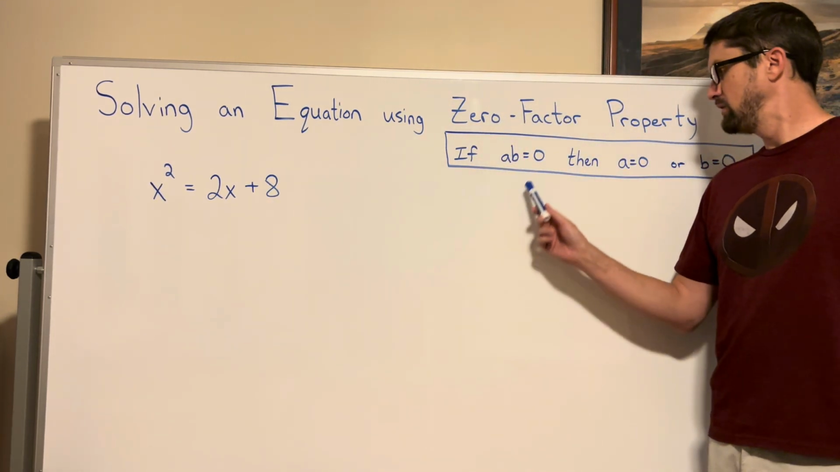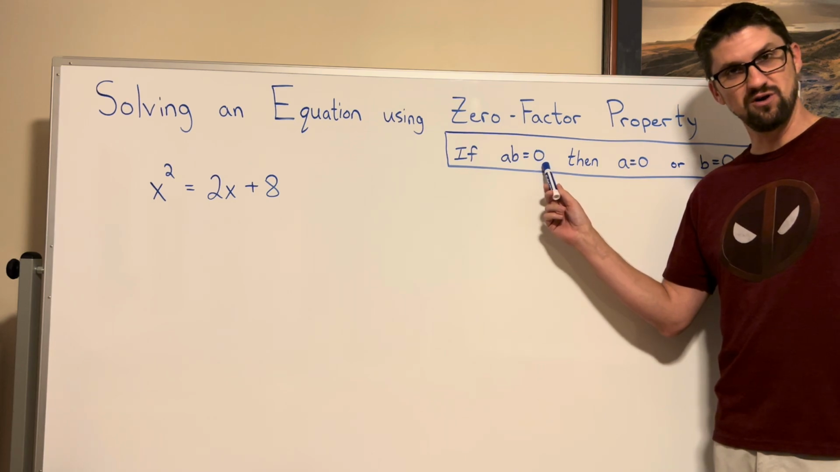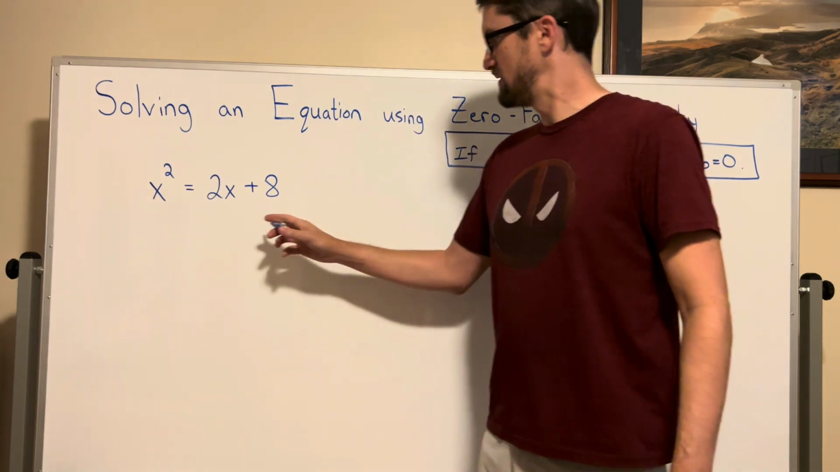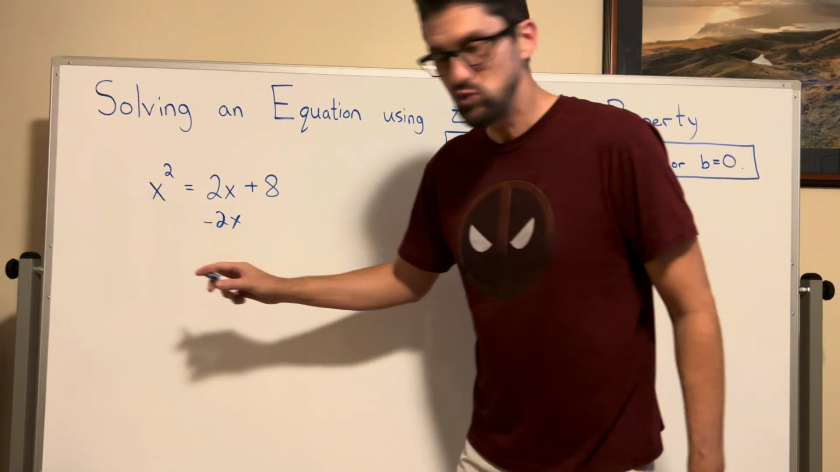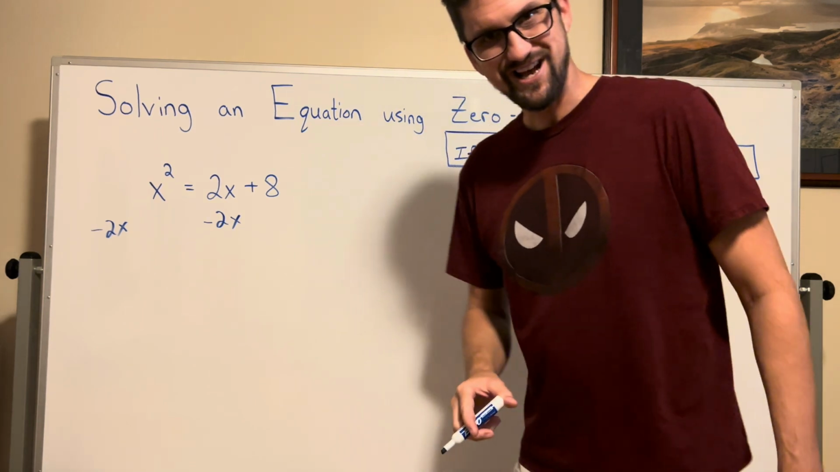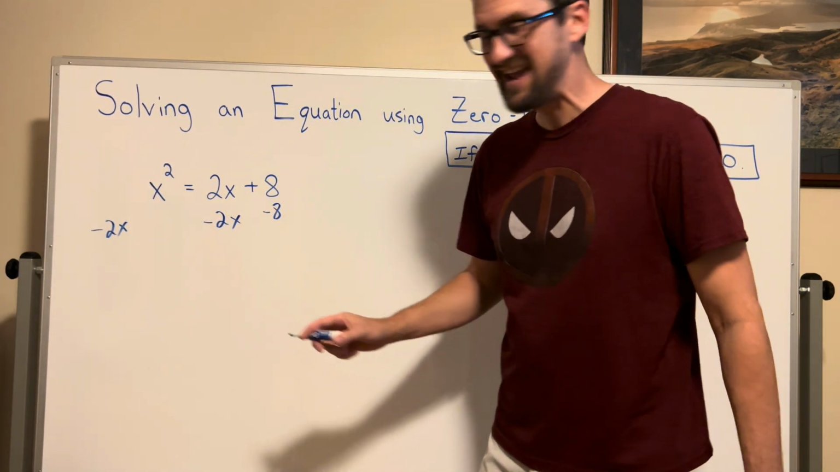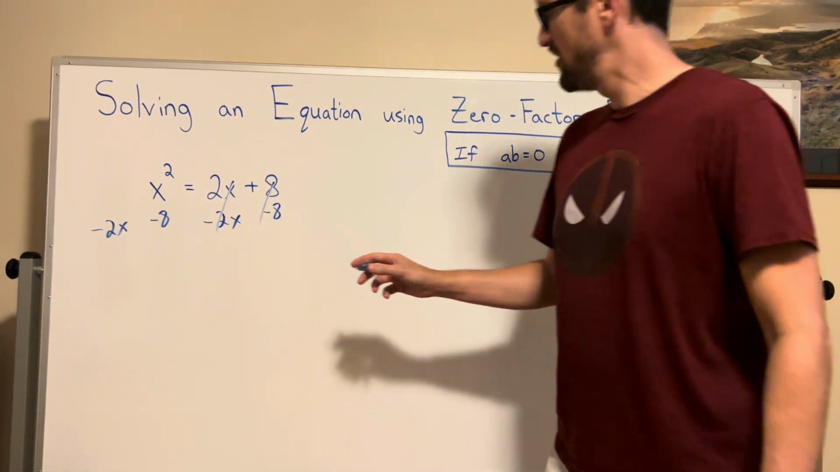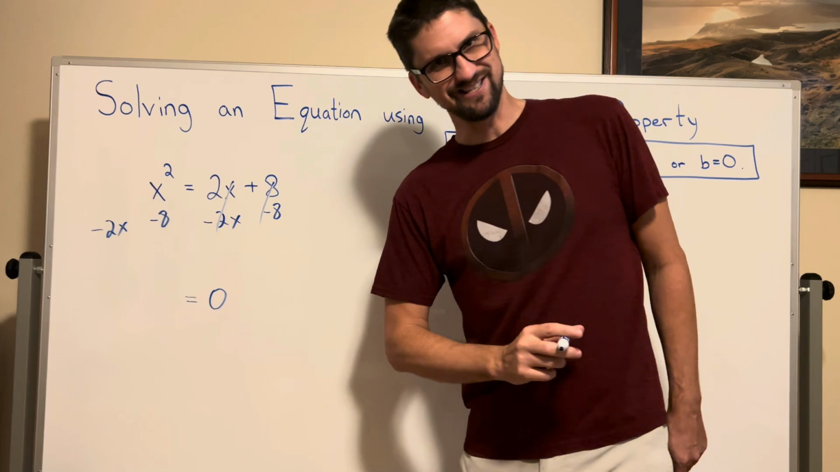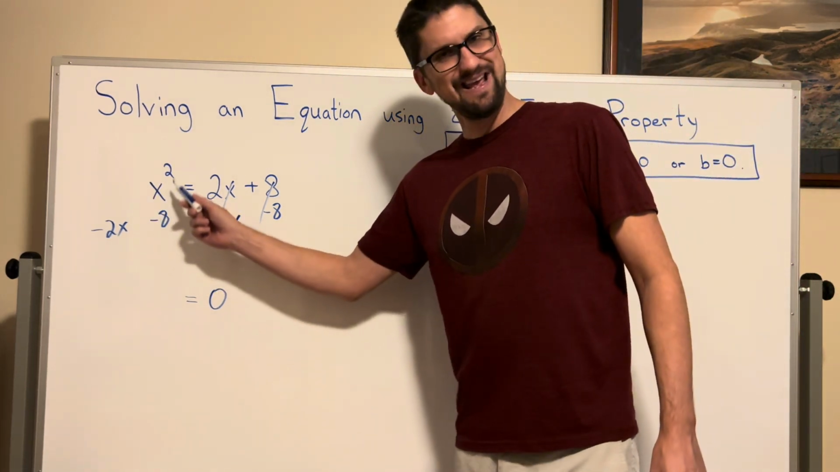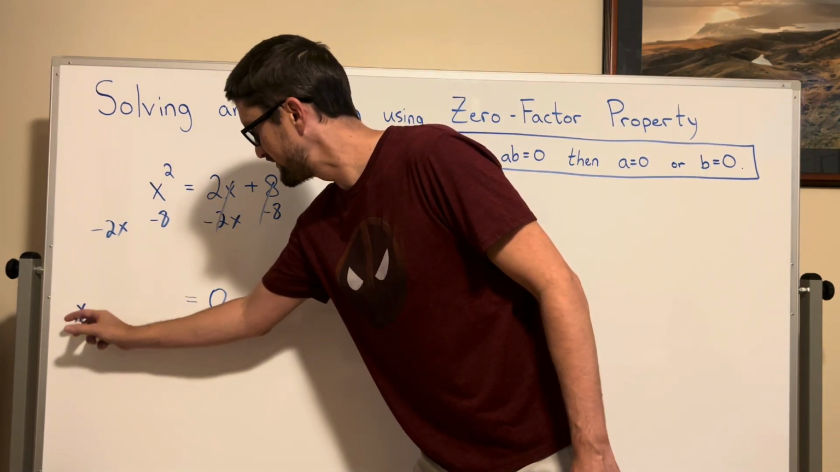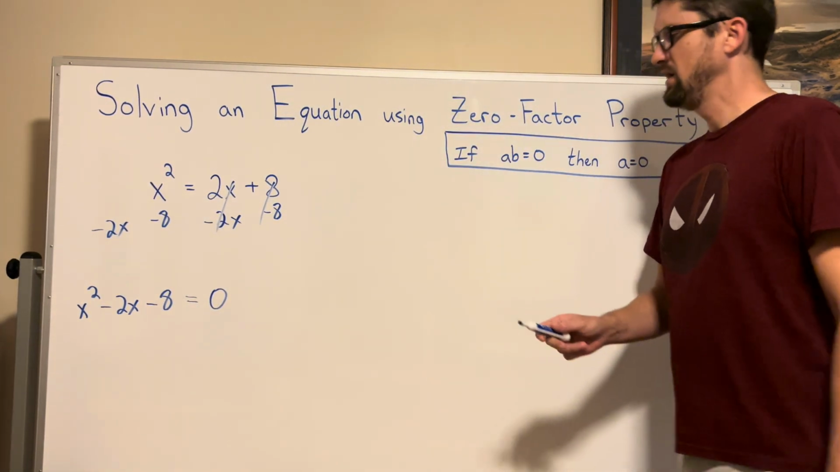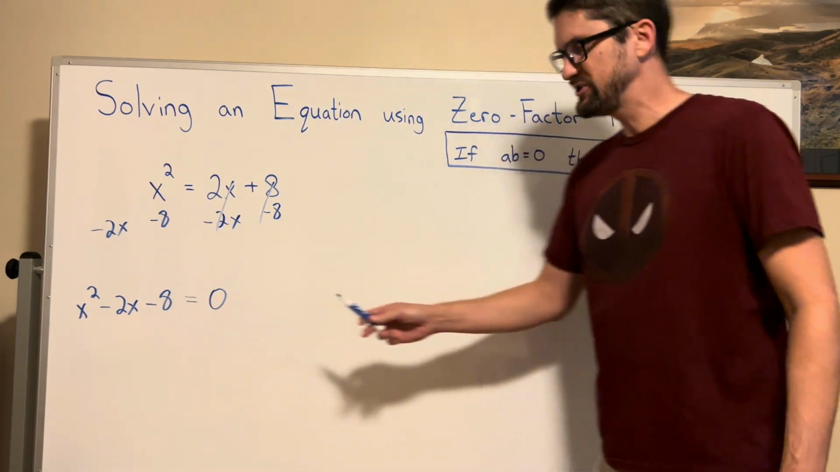The first thing you want to do, you have to have zero on one side. I'm going to make the right hand side zero by subtracting 2x on both sides and subtracting 8 on both sides. That will create 0 on the right hand side. The left hand side, I can't combine any of those. You're going to end up with a trinomial.